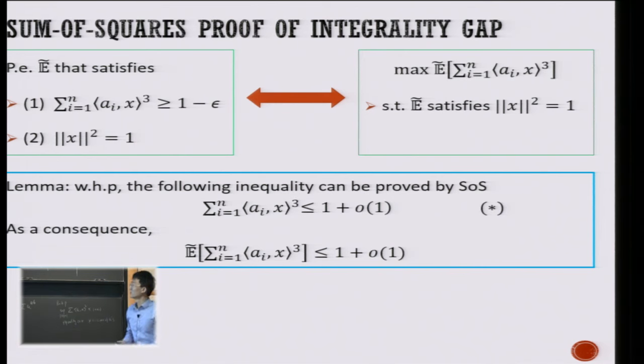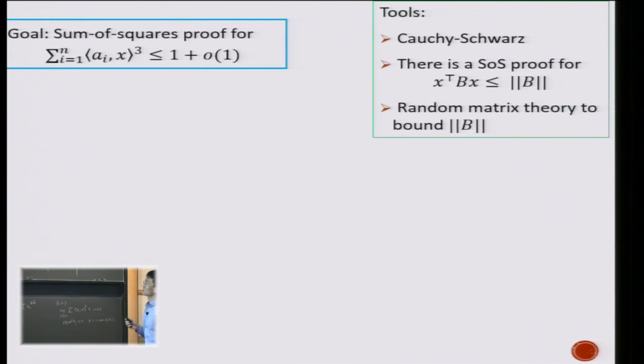Make sense? Right, so x squared equals 1 is assumed throughout the talk. I think I forgot to mention it at some point. All right, so what are the tools? I think there are basically just two tools, or three. The first one is Cauchy-Schwarz.